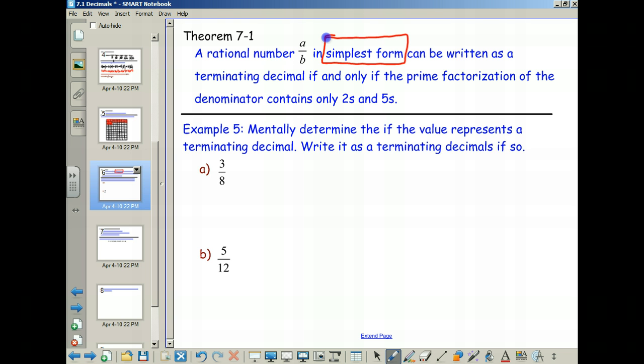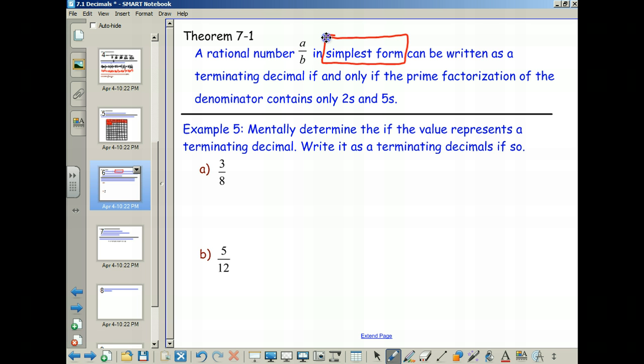All right, so problem number 5 says mentally determine if the value has a repeating decimal, or is a terminating decimal, excuse me. Write it as a terminating decimal if so. So I know it says mentally, and I get that, but I can't read your mind. So we're going to do a little bit of showing what our brain is thinking when we see the word mentally.